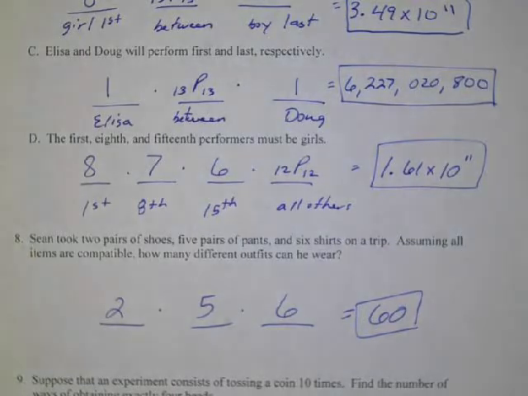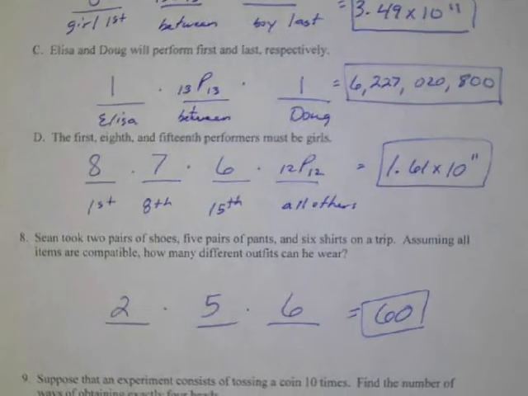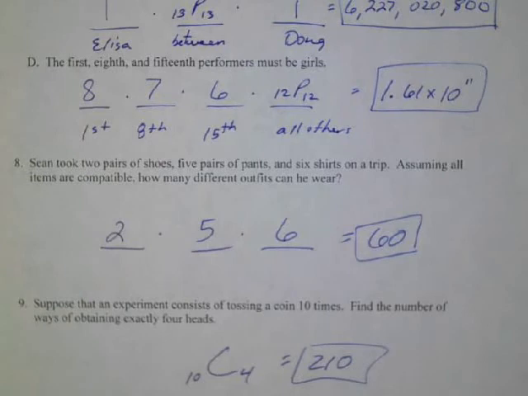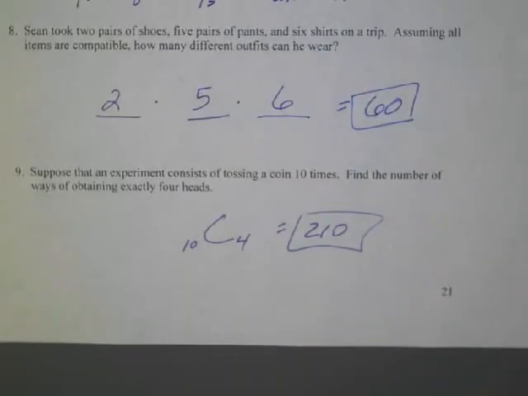Now let's just take a step back and do an easier problem. Make sure we're not losing our footing. Let's just simply say Sean takes 2 pair of shoes, 5 pants, and 6 shirts on a trip. Let's say everything goes together. How many outfits can he wear? Well, this is straight up fundamental counting principle. 2 times 5 times 6 would give him a total of 60 outfits. Taking a step back and realizing that not all problems require multiple steps.